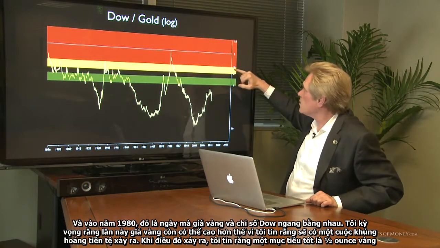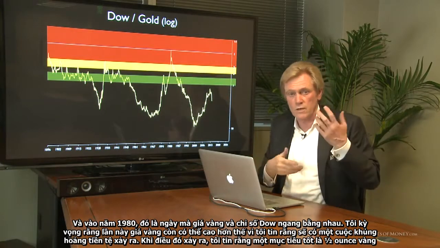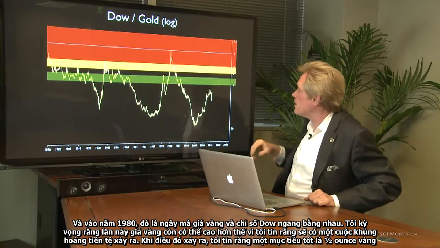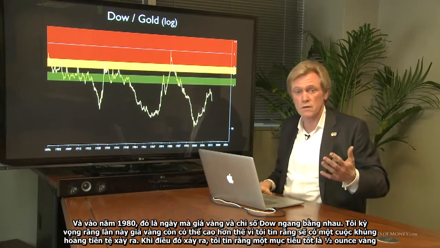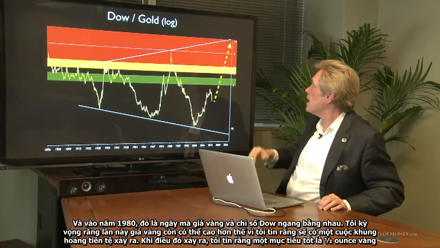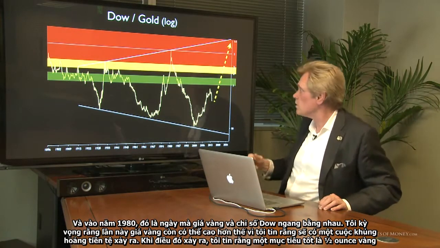And so it's from 2 to, in 1980, there was a day where the price of gold and the points on the Dow were the same. I am expecting, though, that we're going to go beyond that because I think we're going into a currency crisis that's going to be happening while all of this happens. I really think a good target is like half an ounce of gold.